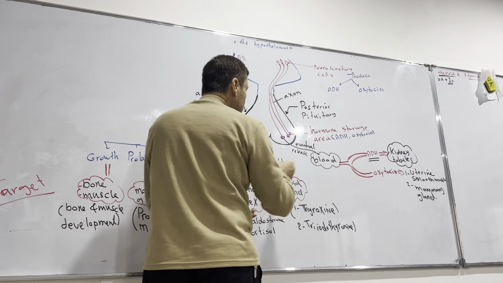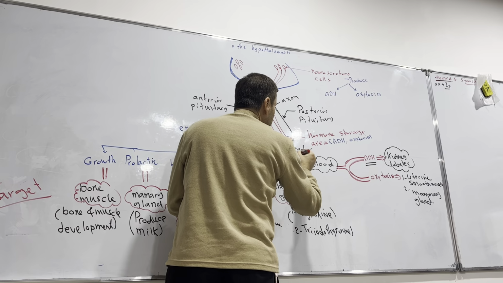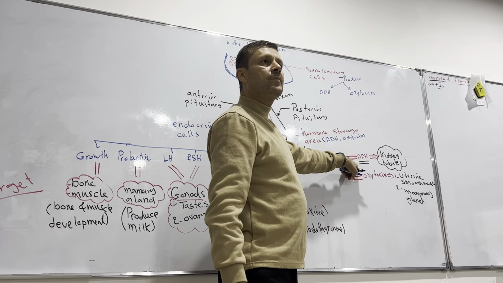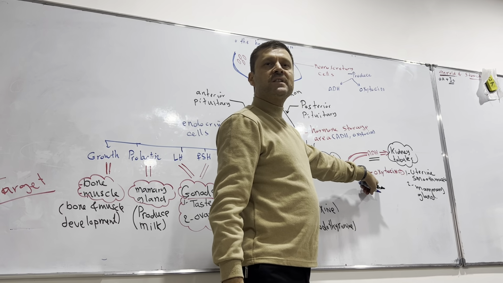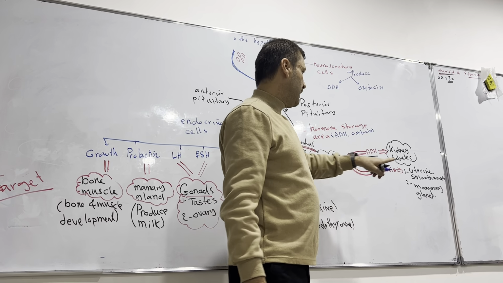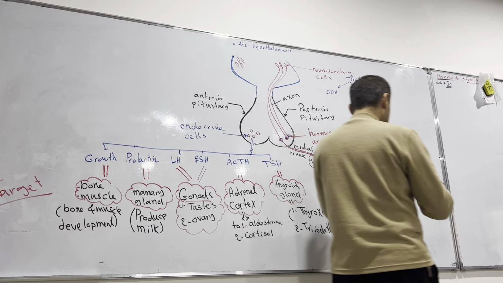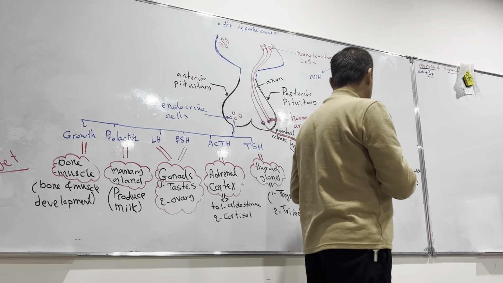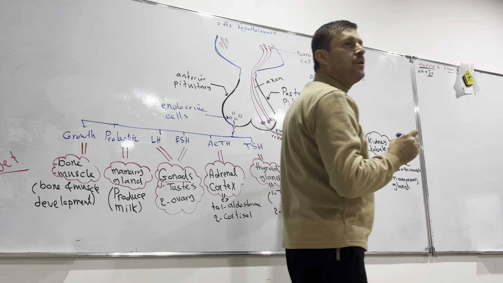And the blood does what? It transmits them to their target cells. The target for ADH and the target for oxytocin, uterine. For ADH, the kidney tubules, antidiuretic hormone.